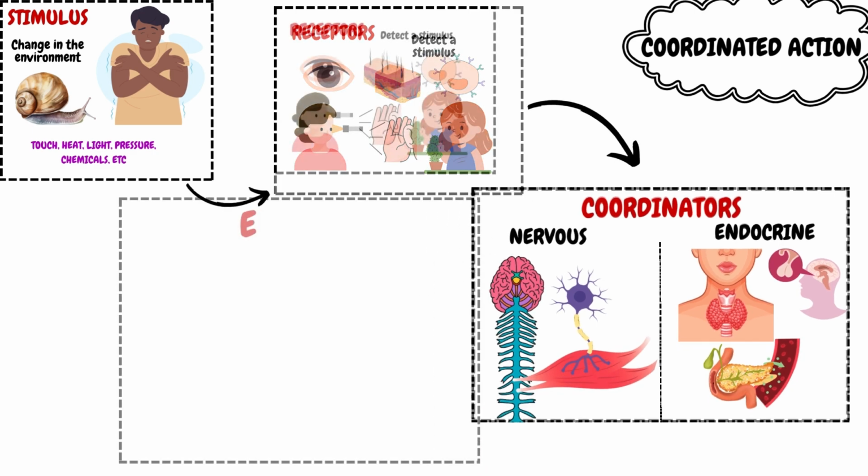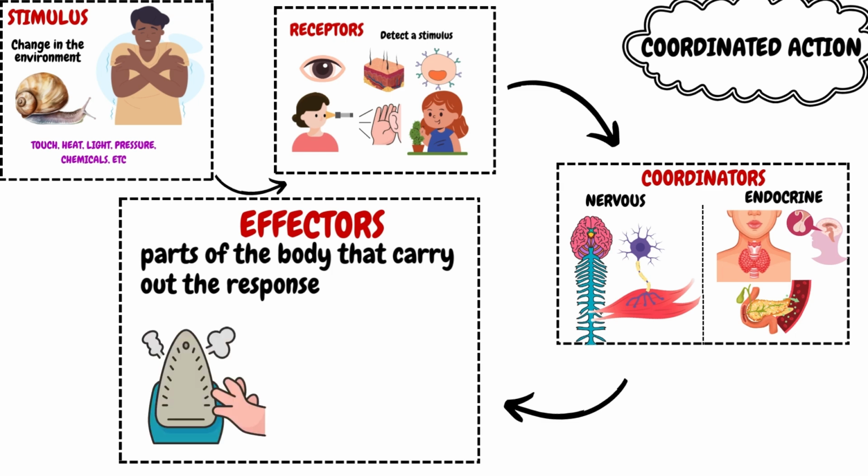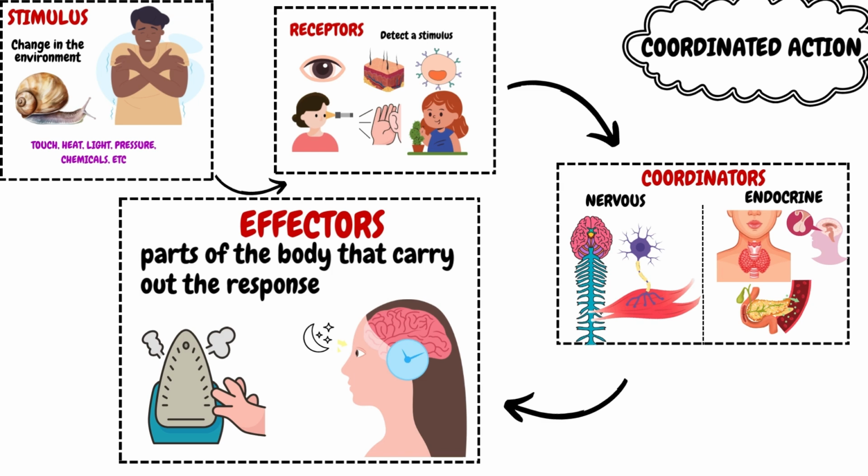Now let's talk about effectors. These are the parts of the body that carry out the response to the stimulus. For example, muscles contract to move your hand away from a hot object, or glands secrete hormones in response to a signal from the brain. So, effectors carry out the response as instructed by coordinators.